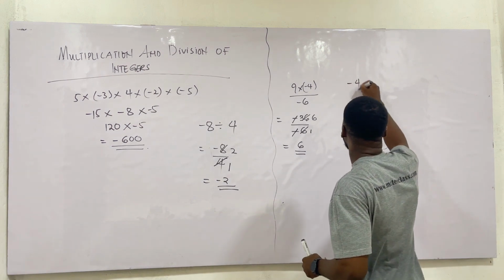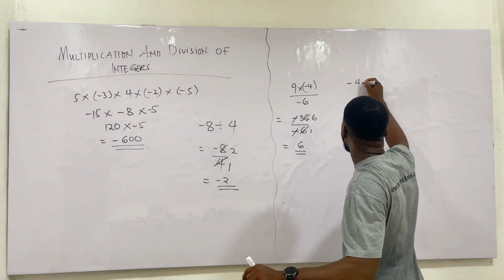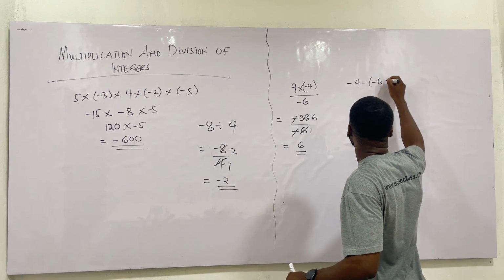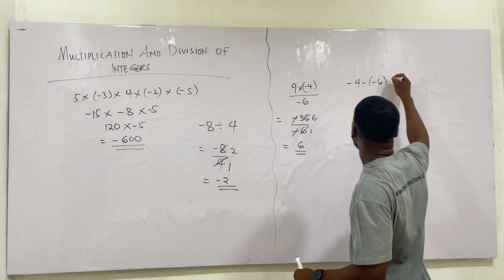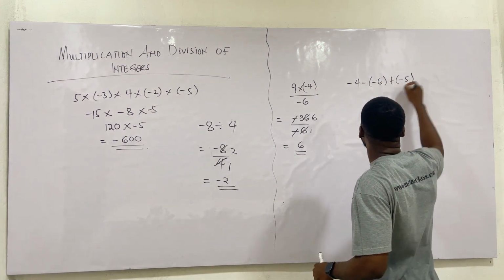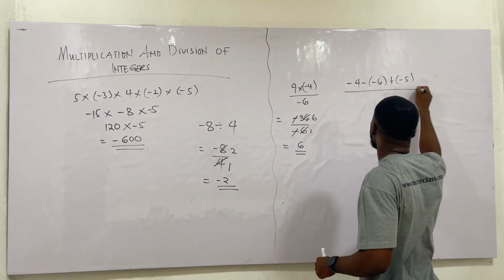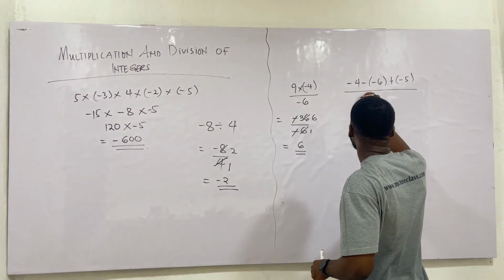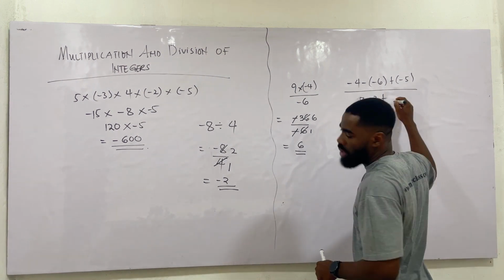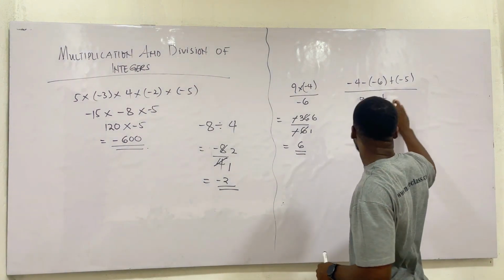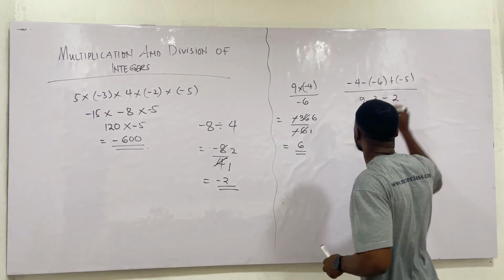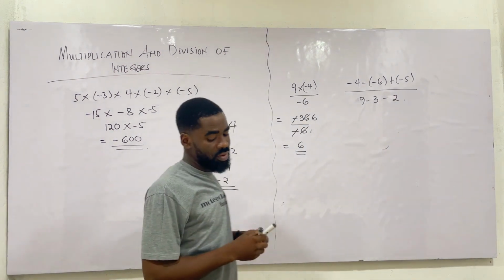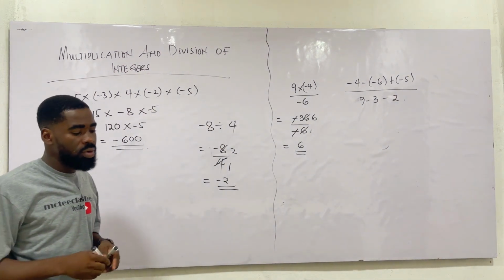We have minus 4, then minus into bracket negative what? 6, then plus into bracket. Remember I said the bracket means we are multiplying. So we take note of all that. All this divided by 9 minus 3 plus 9 minus 3 minus 2. Yeah, I have this. Good. What do we do here?